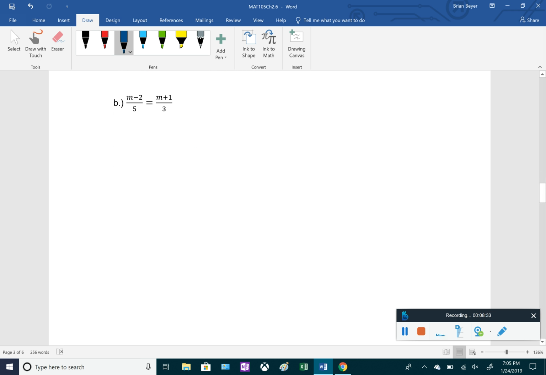Okay, make it a little bit harder here. So we have m minus 2 over 5 equals m plus 1 over 3. So we're going to multiply denominators to the opposite side numerators. So we're going to get 3 times (m minus 2) equals 5 times (m plus 1). So now we're going to solve this for m. So we have to distribute on both sides. So we get 3m minus 6 equals 5m plus 5.